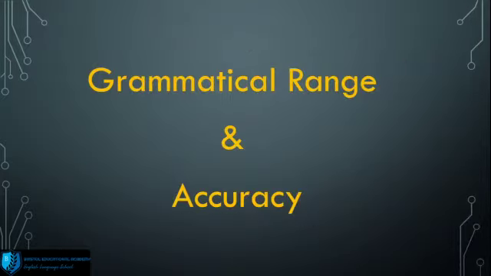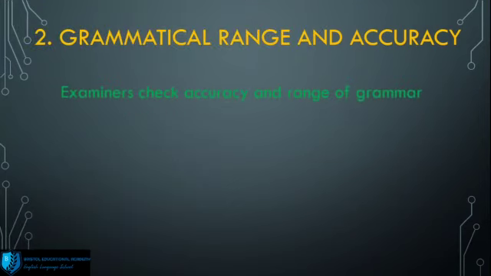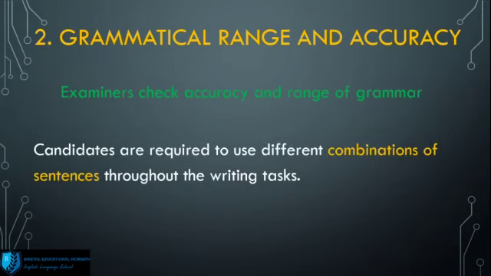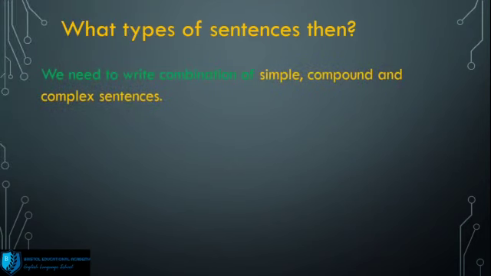The second important aspect of any writing task is grammatical range and accuracy. Here the examiners check the accuracy and range of grammar. Candidates are required to use different combinations of sentences throughout the writing task. So what types of sentences then? There are basically 4 types of sentences. The first is simple, the second is compound, the third is complex, and the fourth is compound-complex sentence.